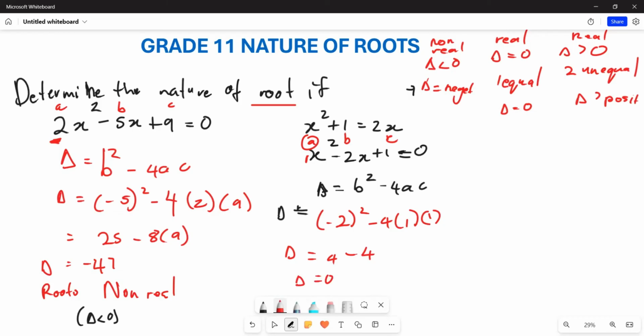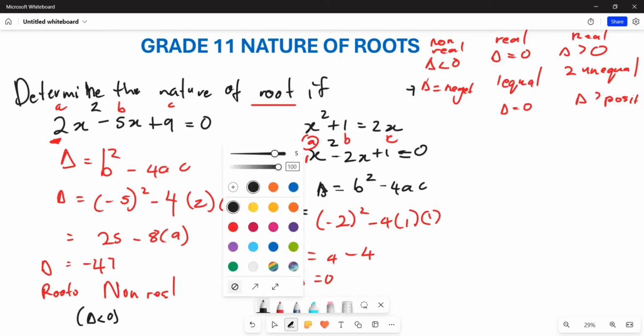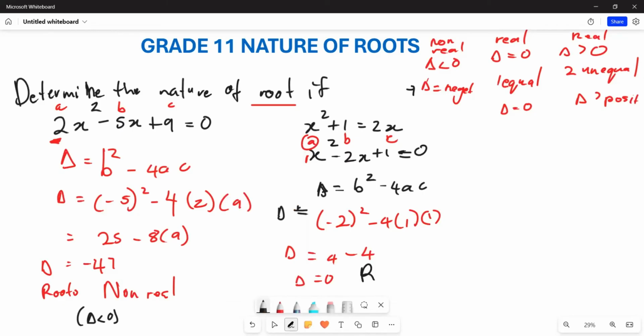Whenever you find your discriminant equal to 0, amongst the three categories, it belongs to the category of real. Remember, we said real can also be rational. Because your discriminant here was equal to 0, that's why we are saying this one belongs to that particular group.